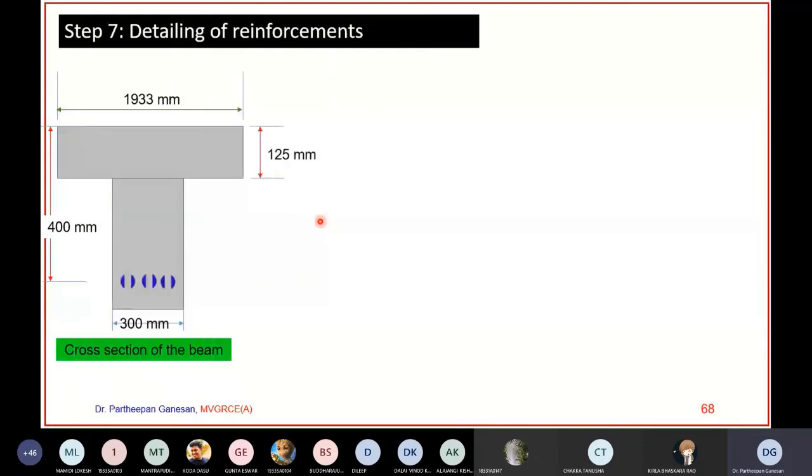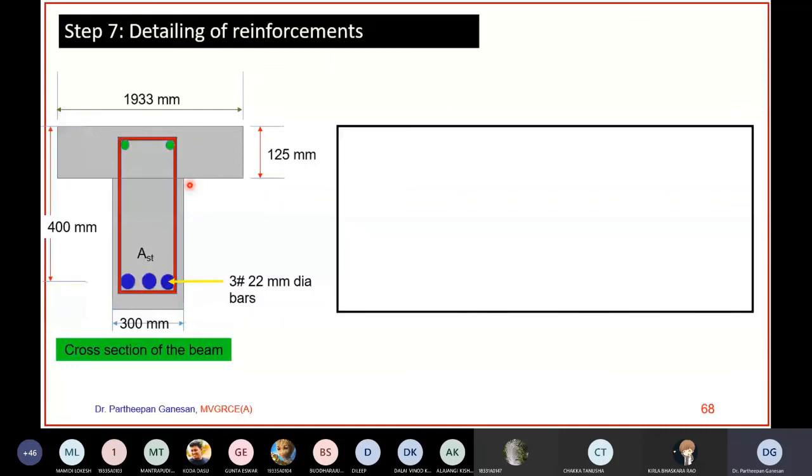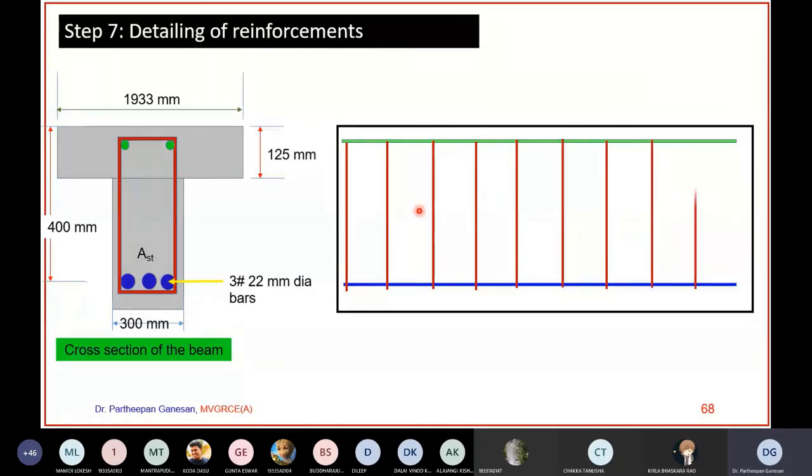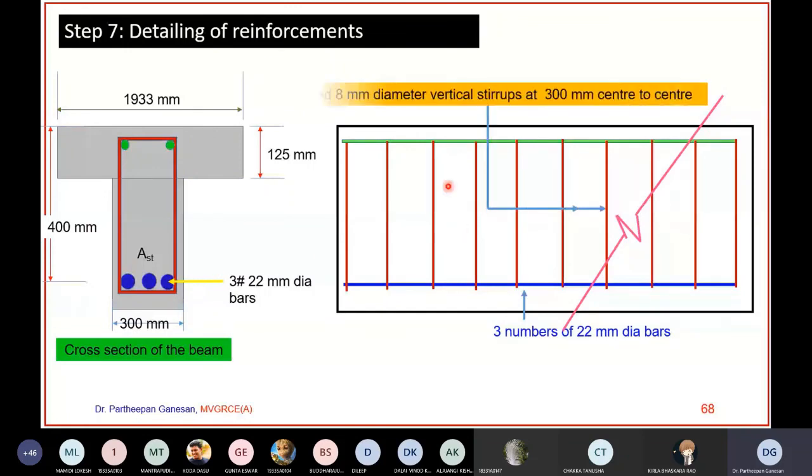Detailing of reinforcement will be like this. This is the 3 number of 22 mm bars, and this is your longitudinal section. In the longitudinal section, this is the 3 number of 22 mm longitudinal bars, and these are the shear stirrups which you have designed, 2-legged 8 mm stirrups. I cut it, meaning this span is more, but I cut it. So 3 number of 22, this one, and these are the vertical stirrups, which are 2-legged 8 mm vertical stirrups at 300 mm center to center. These are also the same stirrups.